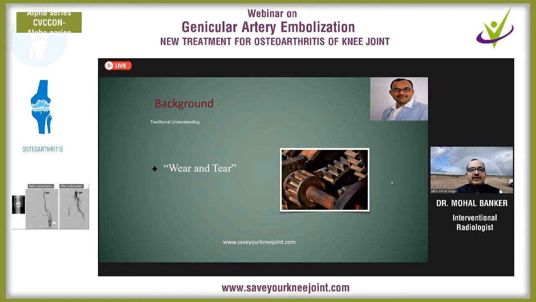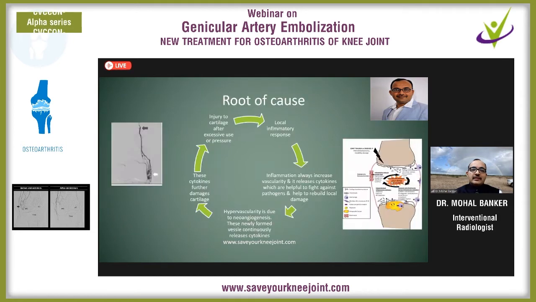Traditionally, we think that wear and tear is the only culprit for osteoarthritis of the knee joint. If we use the knee joint more, then cartilage damage is going to happen. This is true, but along with the wear and tear, there is a chronic inflammatory process going on within the joint. Let's understand this vicious cycle. First cartilage damage occurs, and because of the cartilage damage, an inflammatory process starts within the body. And when the inflammatory process starts, the body releases cytokines.